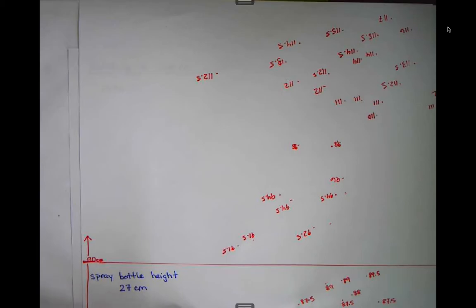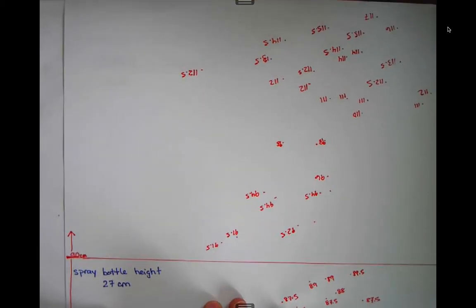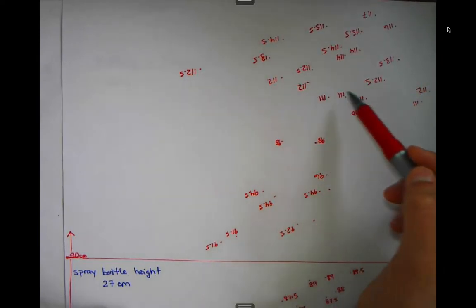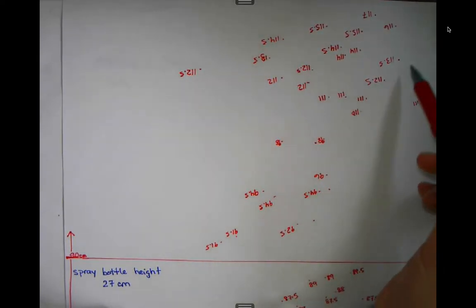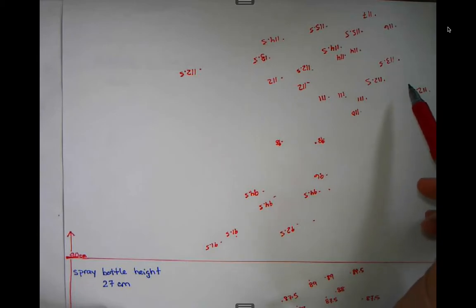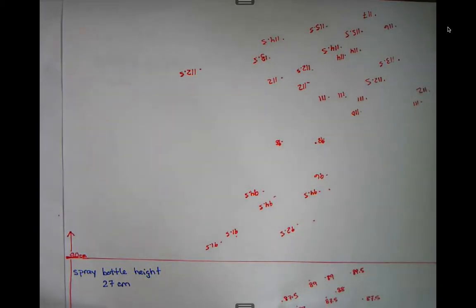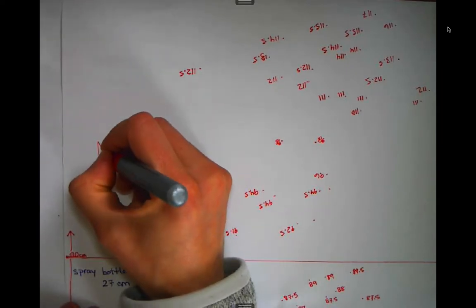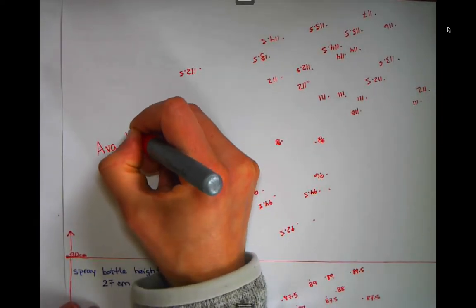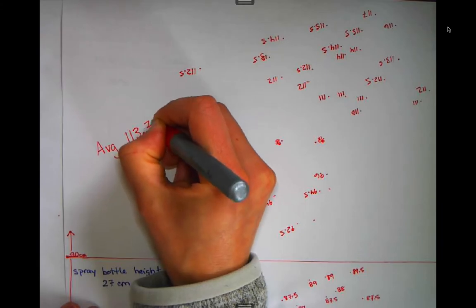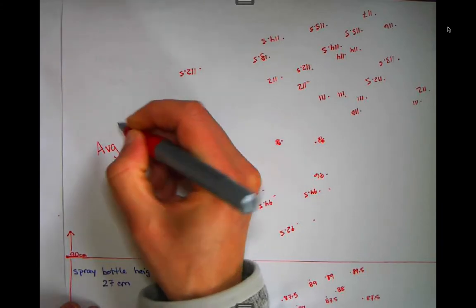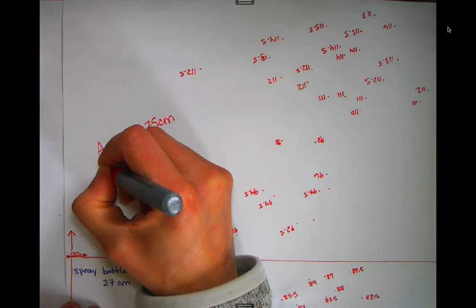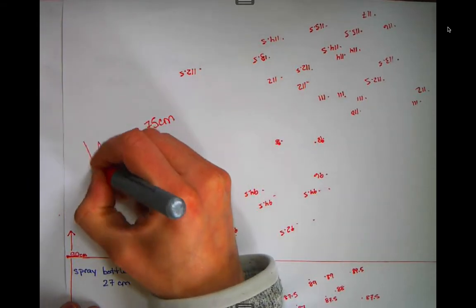And then what I did was find the average. Even just looking at this, you can see a high concentration of dots up in here. So my average came out to be 113.75 centimeters. So I'm going to write that here. My average was 113.75 centimeters. This was my average distance in the x direction.